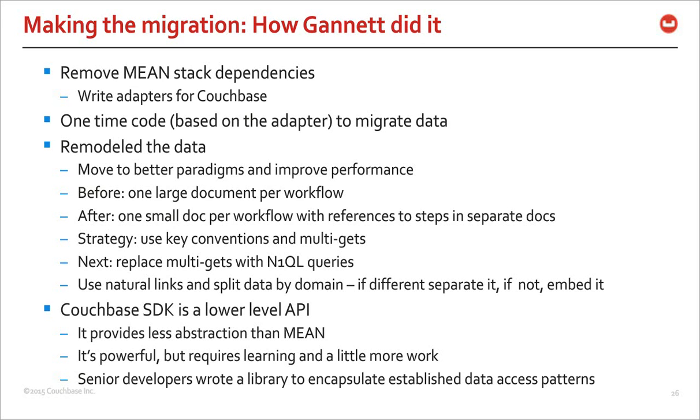What they ended up doing to handle this trade-off is they created a library. And that library basically takes all the patterns that their developers were used to, that they liked, that they preferred, and it wraps those patterns around the Couchbase SDK. So they could take advantage of the SDK to have very specific data access, but they can wrap some abstractions above that SDK that work for them. So that's how they solved that problem.